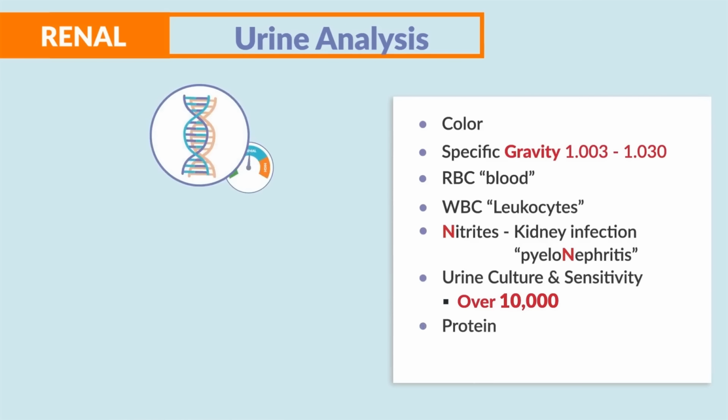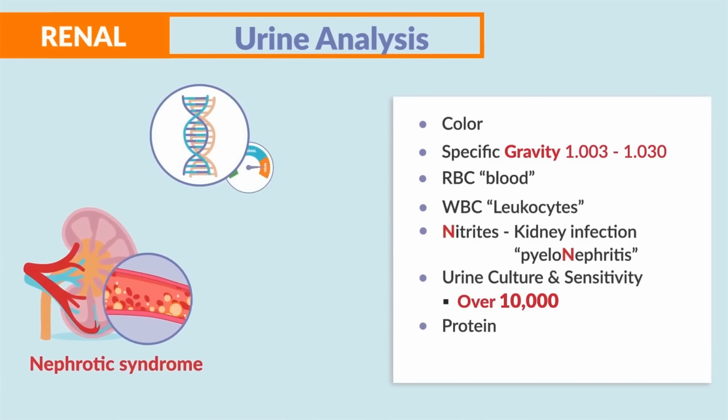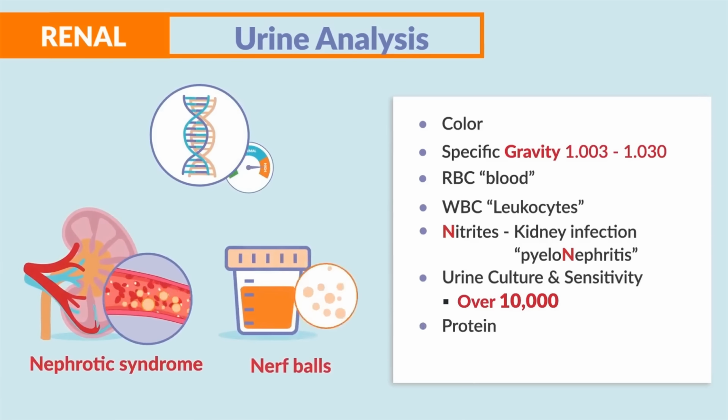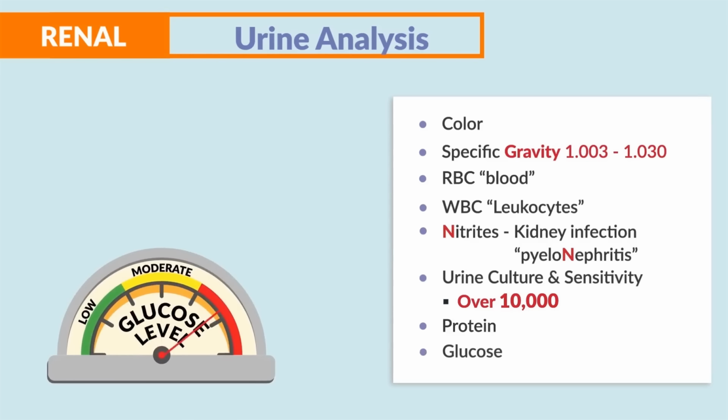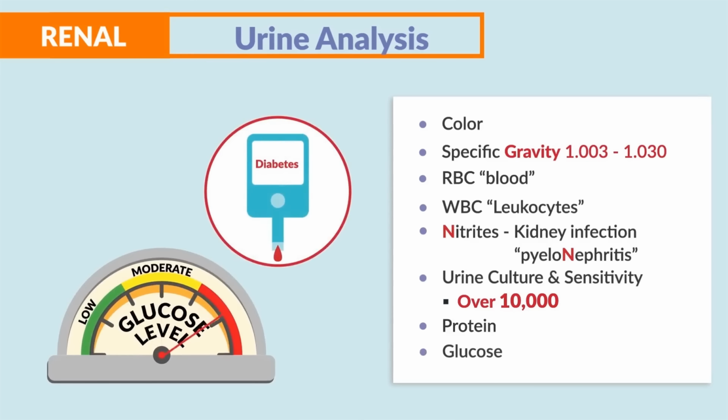And the last two here, protein and glucose. So if protein's high, that typically means nephrotic syndrome, which I call nerfrotic syndrome, like a bunch of Nerf balls inside the urine. And if glucose is high, that typically means diabetes, that really sweet, sugary urine there.